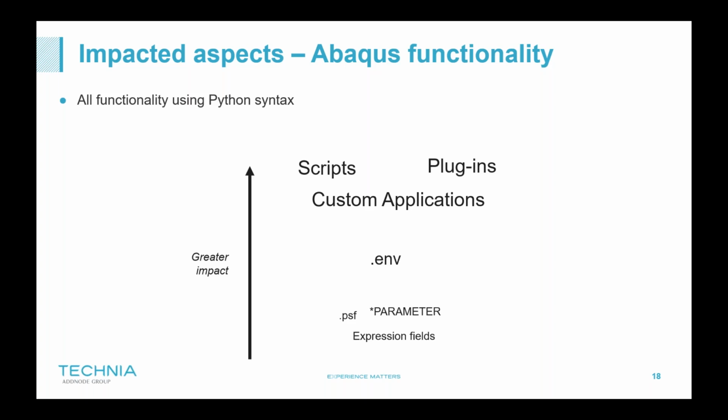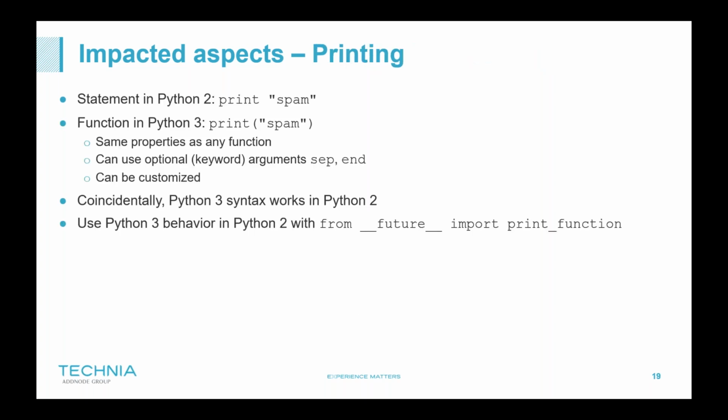So I will talk a bit specifically about which things change and what we can do about it. First, there is printing. In Python 2, printing was a statement, whereas in Python 3, printing is a function. The most obvious change is that in Python 3, we need to have parentheses around what we want to print.